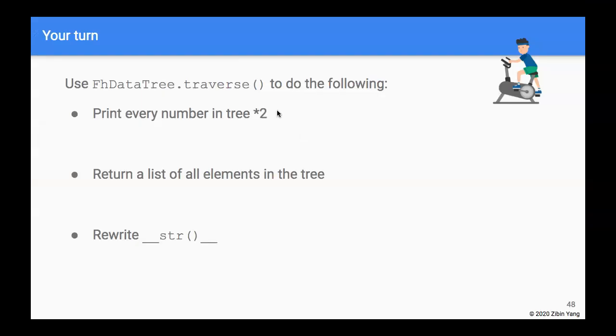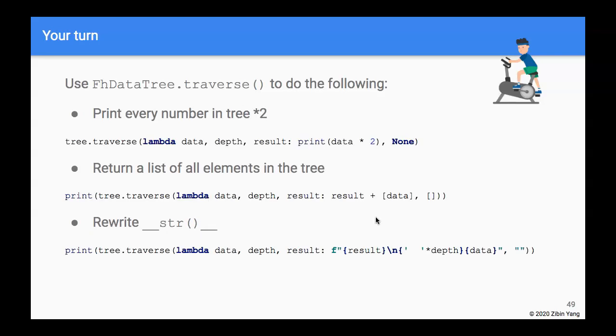So with two examples of how to use the traverse function or method to solve some problems, I'm going to ask you to use it to solve even more problems. The first one is, can you print all the numbers in a tree but multiply each of them by 2? The next one is, can you try to return a list of all the elements in the tree? And then finally, can you rewrite the dunder string method using the traverse method? So please pause the video and give these problems a try. And here are the answers.